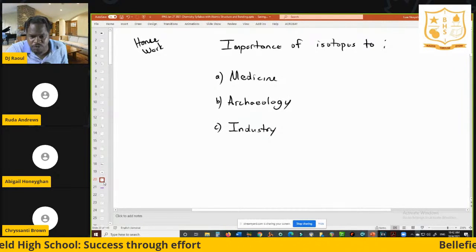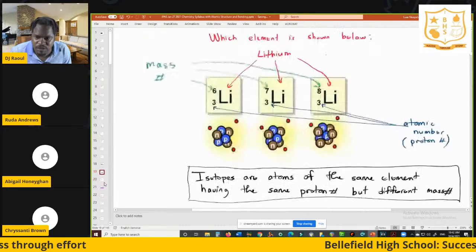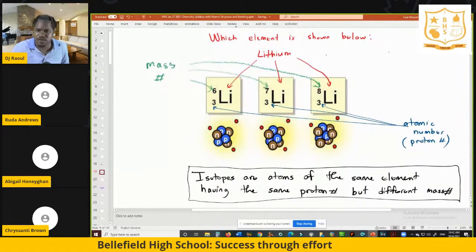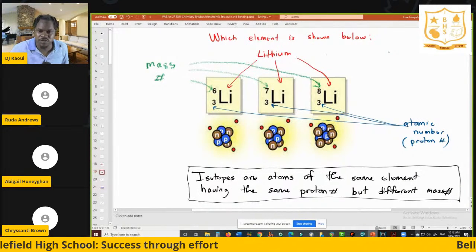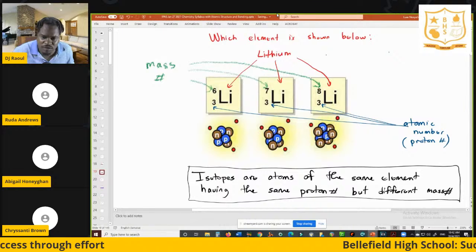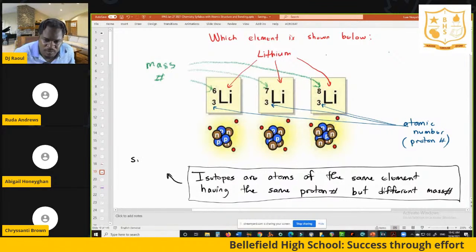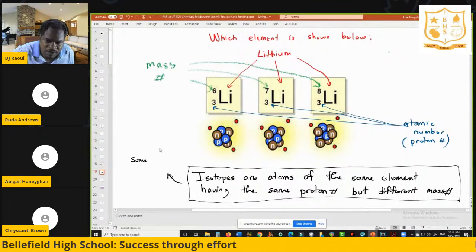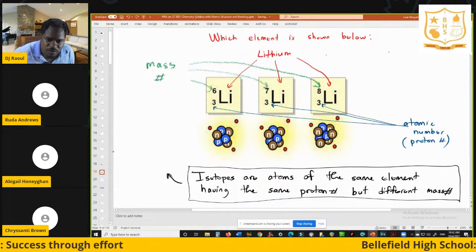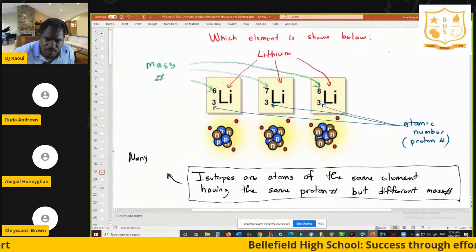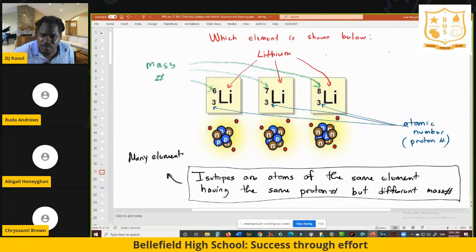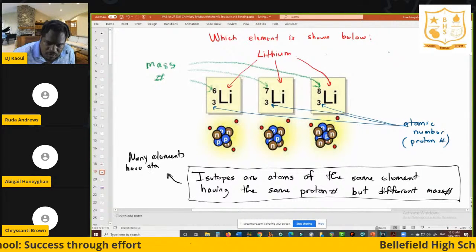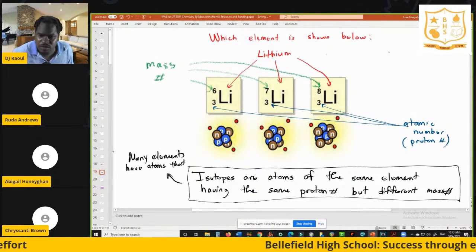All right, so going through what we have done so far, guys. The important thing is to know the definition of isotopes. What you're seeing here are actually examples of isotopes. So the point is that many elements, not just some, have isotopes. Many elements have atoms that are isotopes of each other.